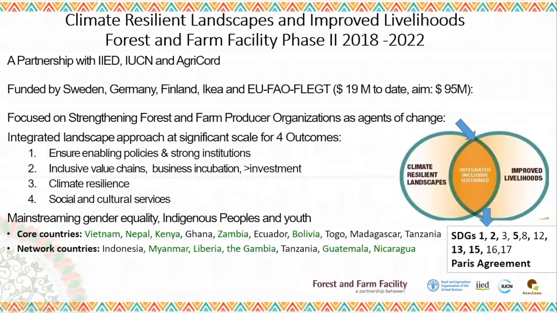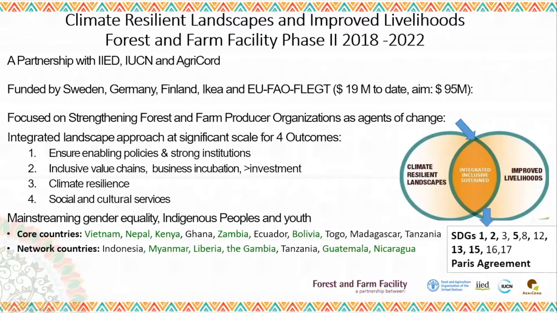We are a partnership between FAO, IIED, IUCN, and AgriCorp, and now we are in our second phase. We are a multi-donor trust fund funded by Sweden, Germany, Finland, IKEA, the EU, and the Netherlands, and we have about 20 million US dollars. Our funds are mainly for strengthening producer organizations, and go directly to the bank account of the producer organization. What we want is to strengthen the capacities of producer organizations so that they become active agents of change for two things at the same time: climate resilient landscapes where they live, and improved livelihoods.